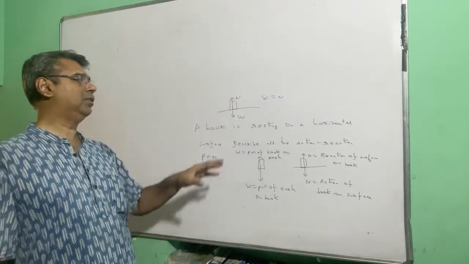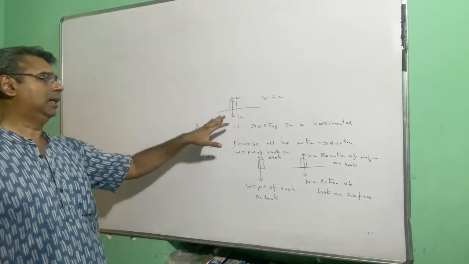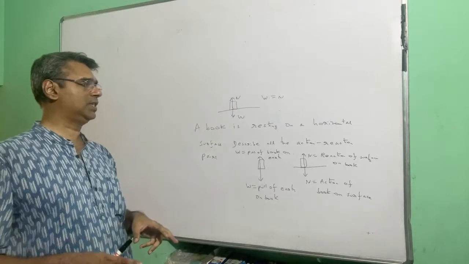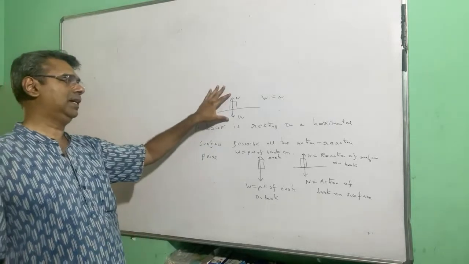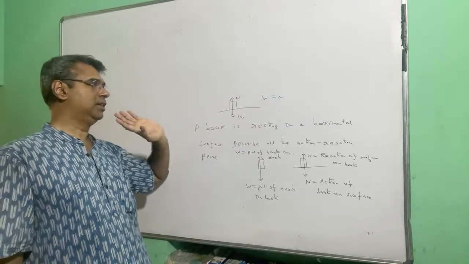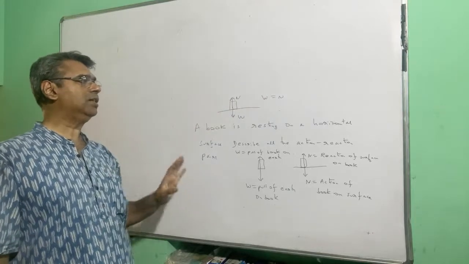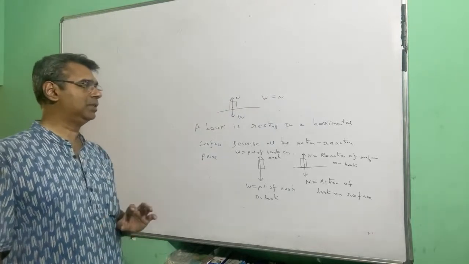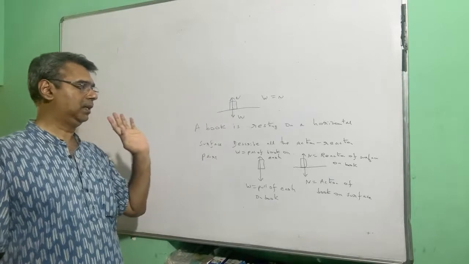So the correct way to explain this diagram would be that W and N are the two forces acting on the book, and because they are cancelling each other, the book is at rest. But W and N are not action-reaction. This is a very common mistake of students, so you should be very clear about this.